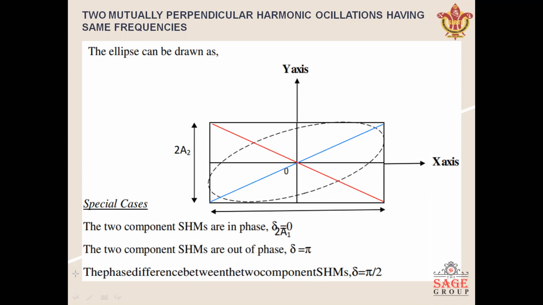And if the phase difference between the two components of simple harmonic motions, delta, is equal to pi by 2, we can get another ellipse, where the major axis is along y or x, and the minor axis can be along y. So in this manner we are finding the Lissajous figure. We can draw the Lissajous figure.